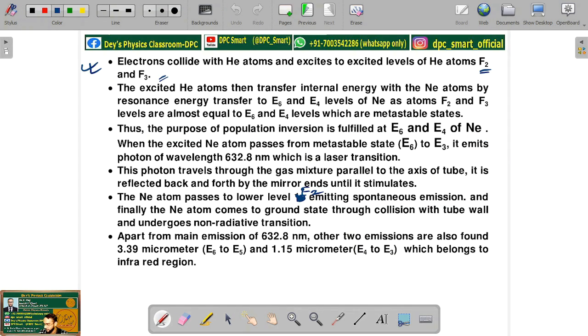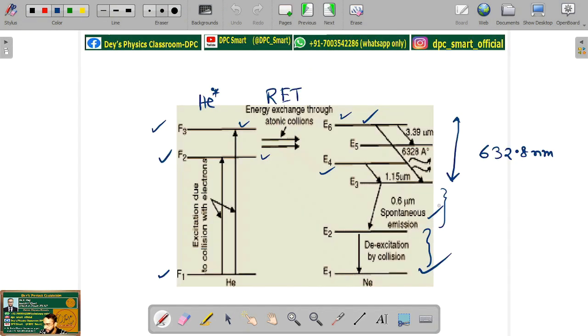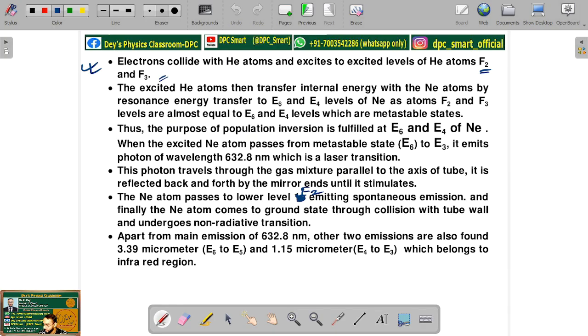The stimulated photons produced between E6 and E3 will be reflected back and forth by the mirrors of the tube until they are stimulated and produce light amplification.